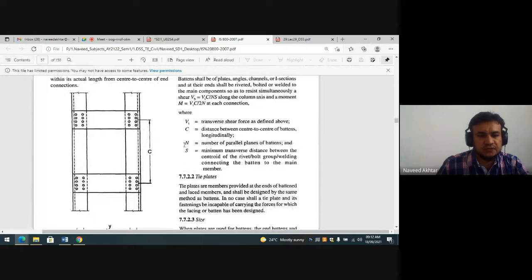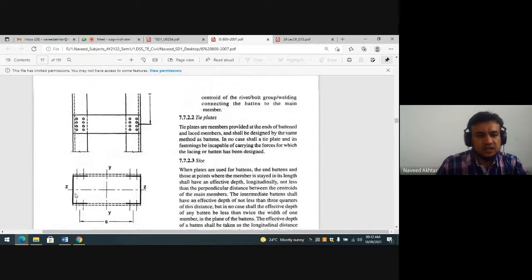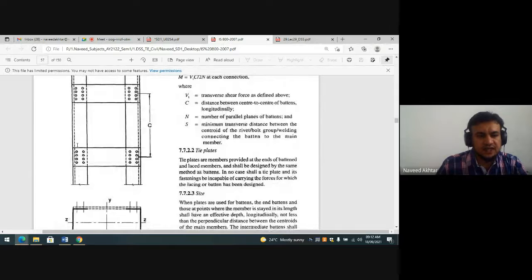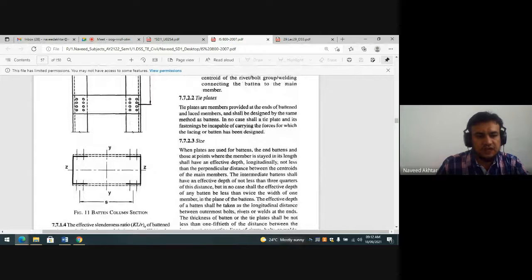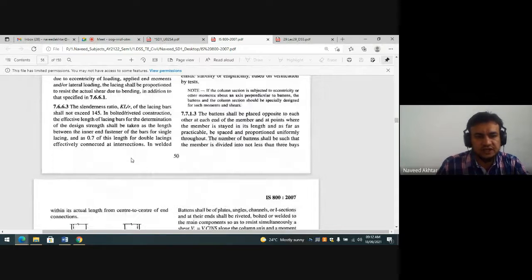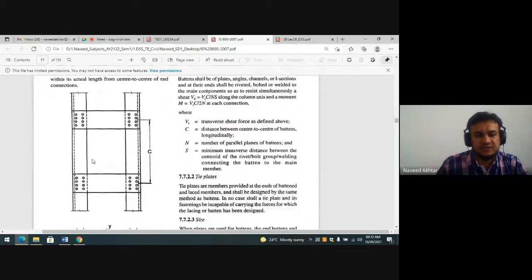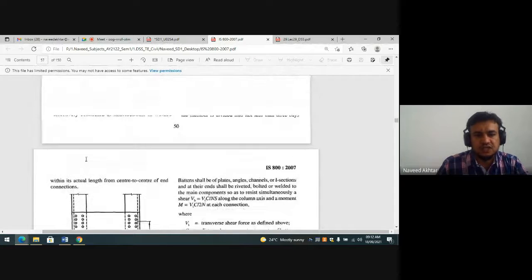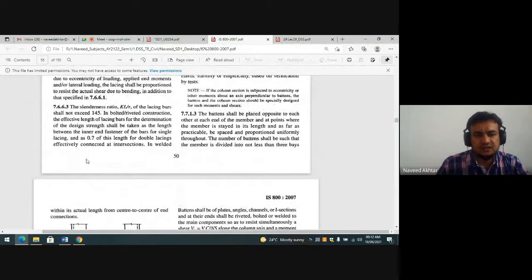So you can see here the battening system is like this. It may be clearer in the figure. Here the channel sections face each other, and the flange is shown in dotted line like this. That's why we can see the two channel sections here. Now we will see the clauses for the design of battening system.